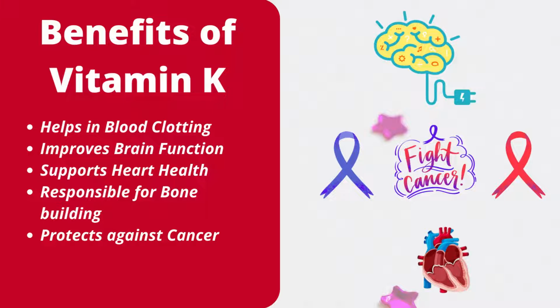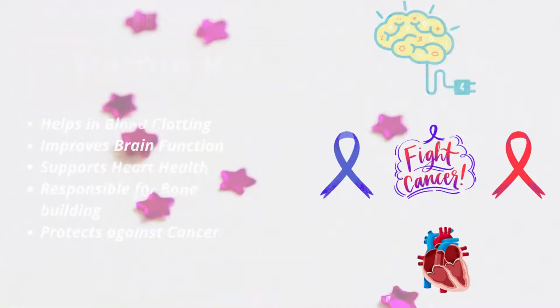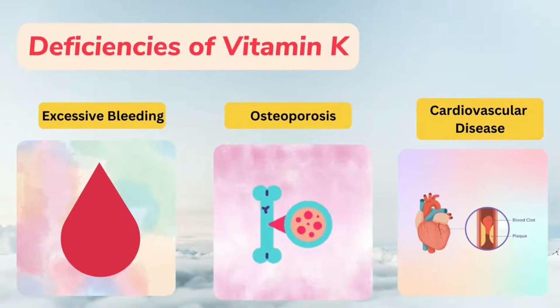It helps in blood clotting, as we have already seen in the first slide. It improves brain function. It supports heart health. It's responsible for bone building, and it also protects against cancer. Let's move on to the deficiencies of vitamin K.